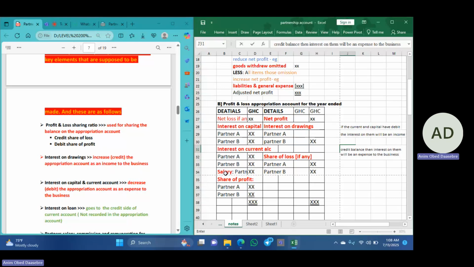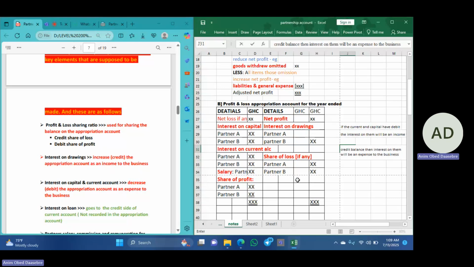And salary too is seen as an expense, a loss. So in that case, the salary will be paid to the active partners. Salaries are paid only to active partners that are doing most of the work. They do everything in the business. Those partners will be paid additional amounts for the services they are providing. So you debit the salary that you are paying him or her to the appropriation account.